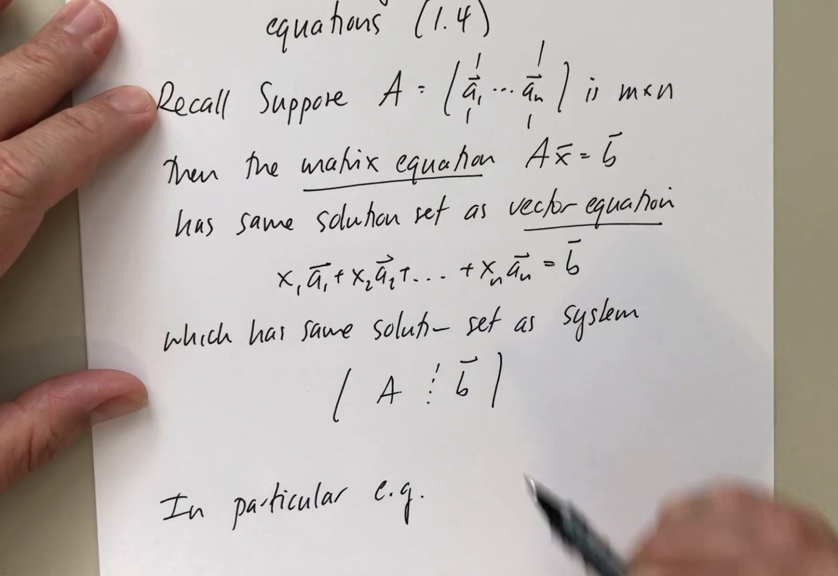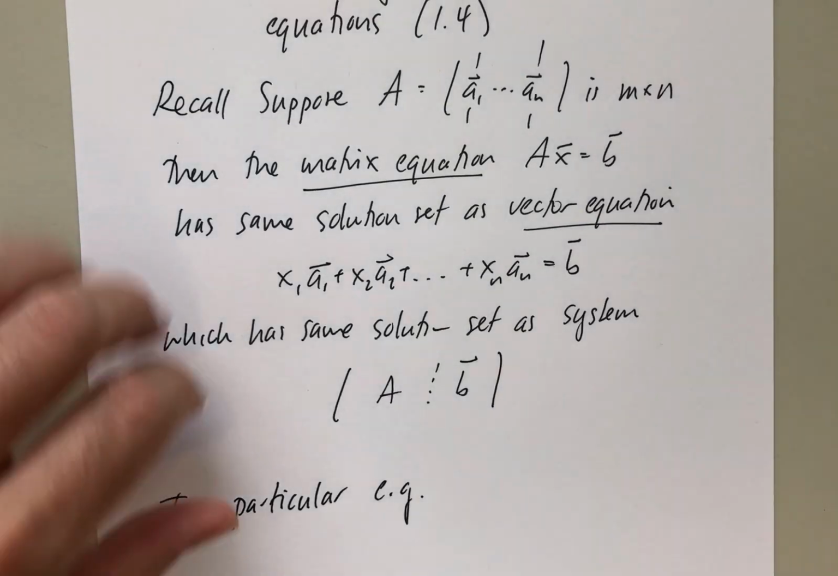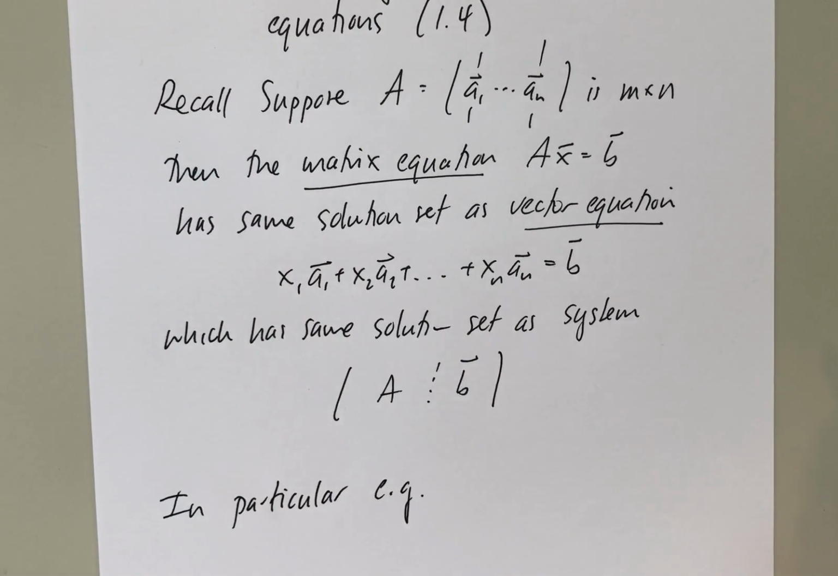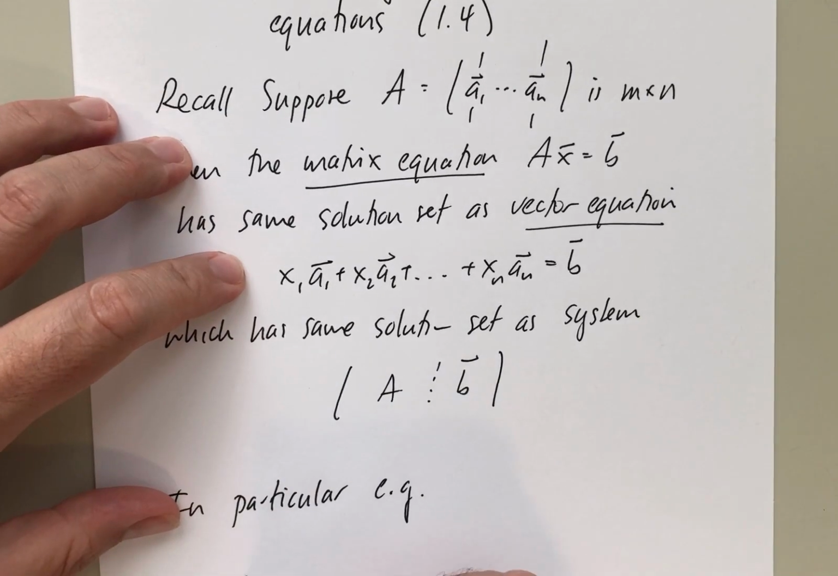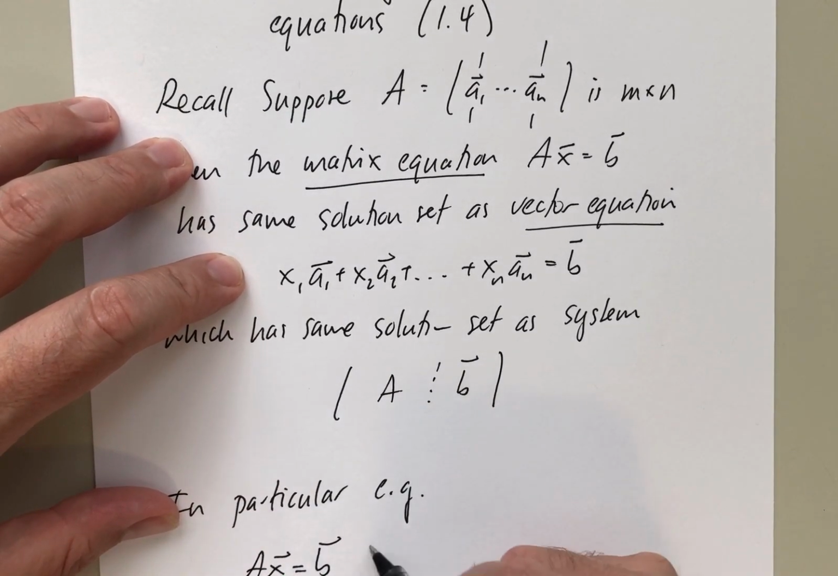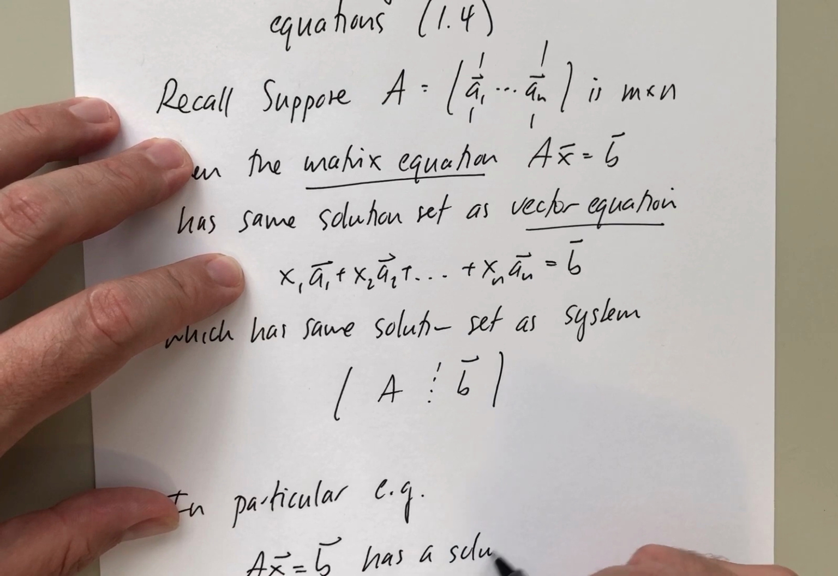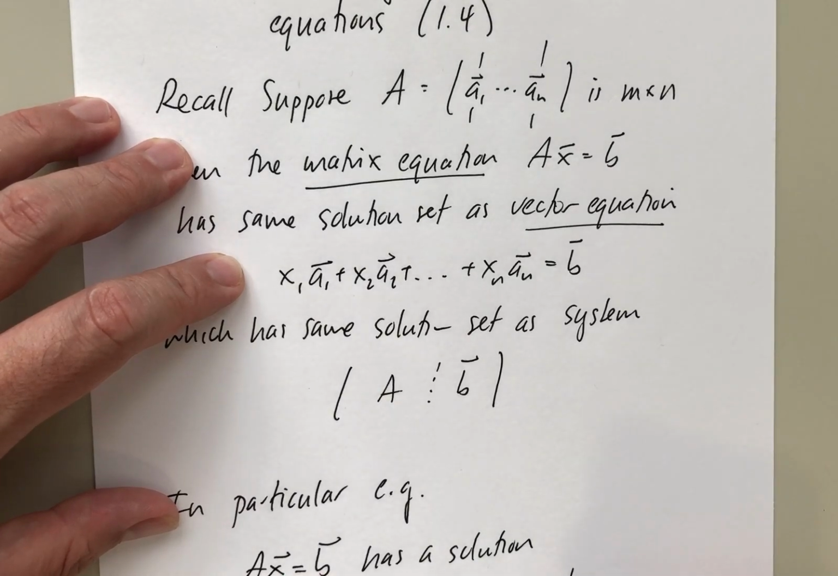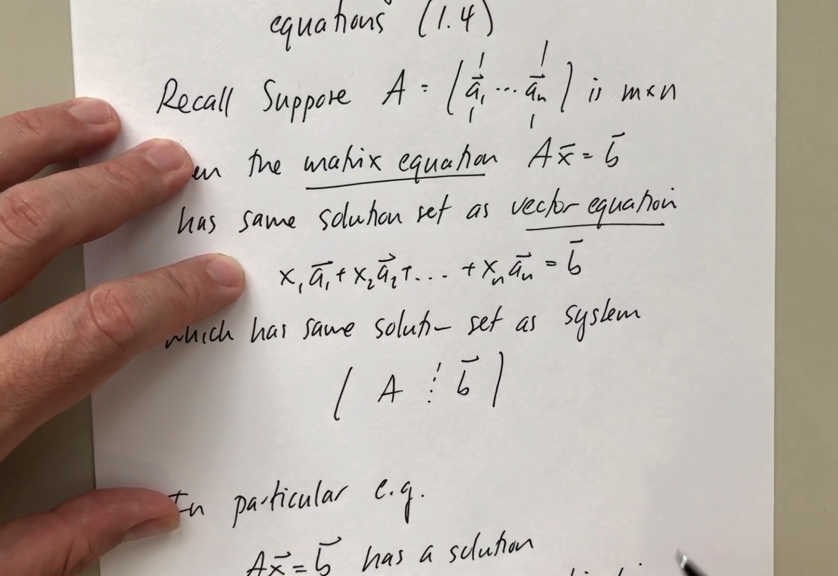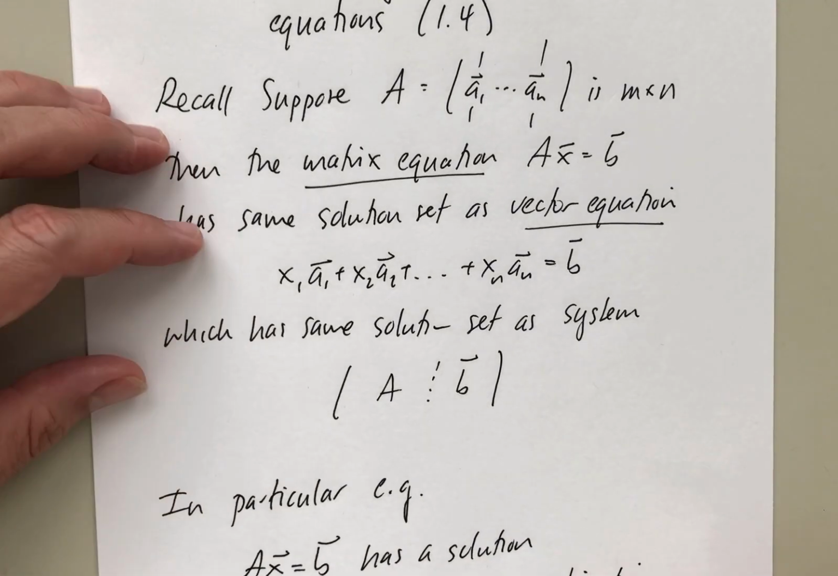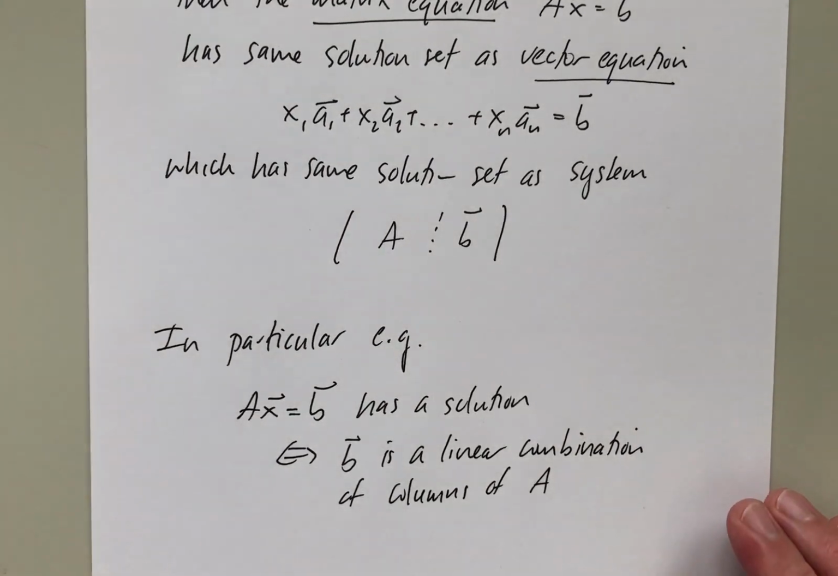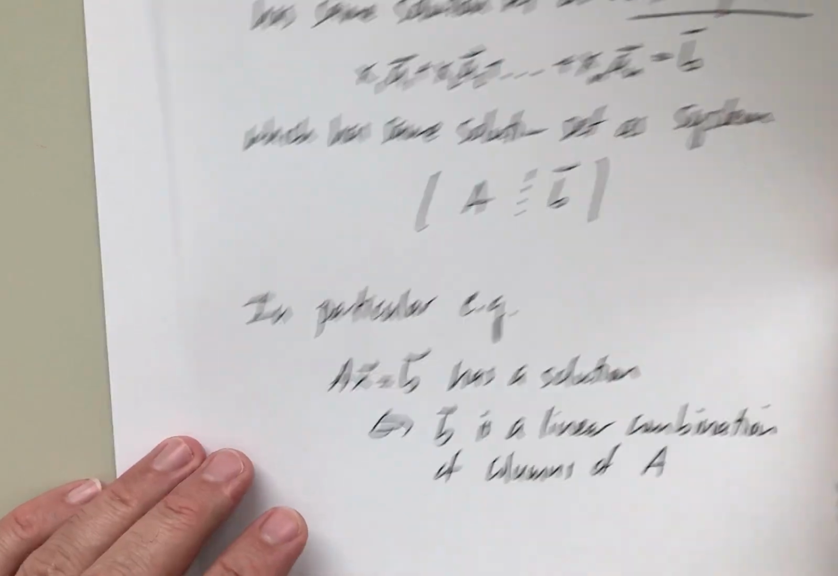for example, like I said, there are many different combinations you can make to ask questions, but I can say that AX equals B has a solution if and only if B is a linear combination of the columns of A. This is one kind of flavor of statement that we could make. I'm going to do an example and then give you a list of equivalent things. But let me do this example now.